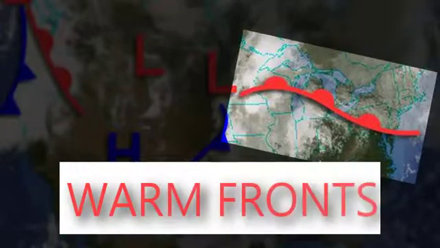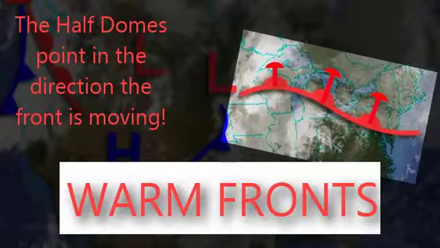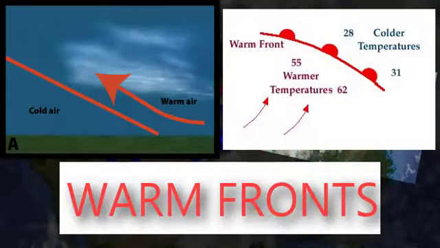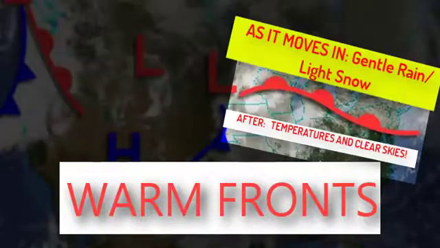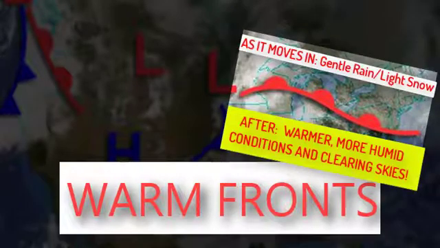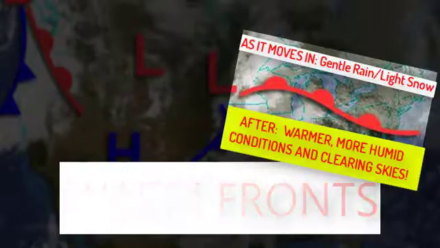Warm fronts look like this on a weather map and bring in warmer air. They are red and have half domes that also point in the direction the front is moving. These warm fronts and the warmer air masses they are attached to are less dense and move much slower than a cold front. As a warm front moves in, it pushes gentle rain or light snow into the area, but once it passes, it leaves behind warmer, more humid conditions and clearing skies.